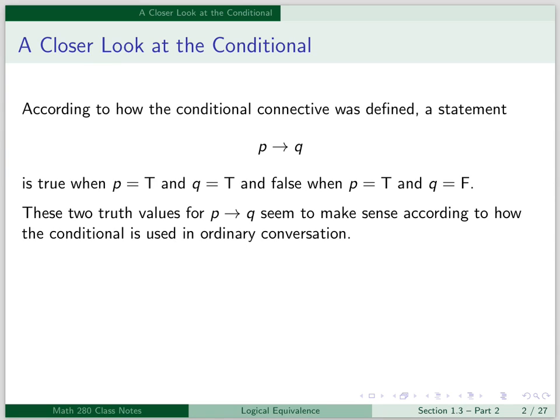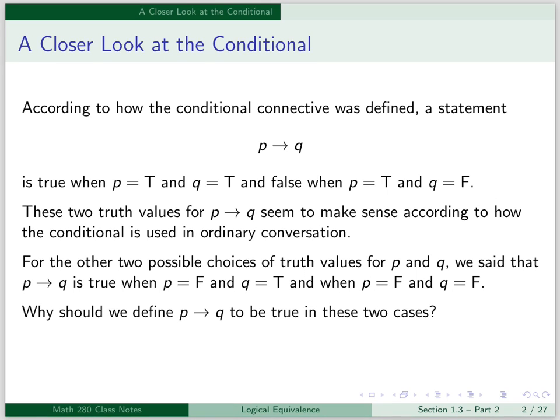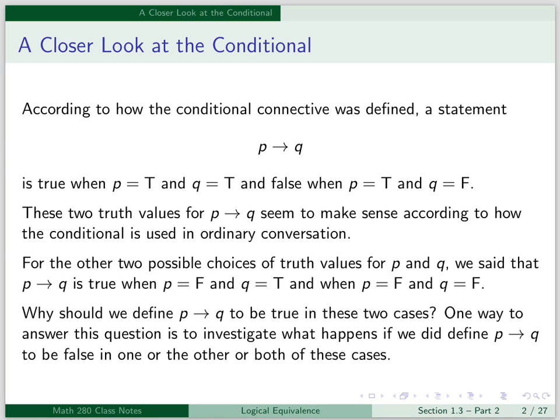These two truth values for P implies Q seem to make sense according to how the conditional is used in ordinary conversation. For the other two possible choices of truth values for P and Q, we said that P implies Q is true when P is false and Q is true, and when P is false and Q is false. Why should we define P implies Q to be true in these two cases? One way to answer this question is to investigate what happens if we did define P implies Q to be false in one or the other or both of these cases.